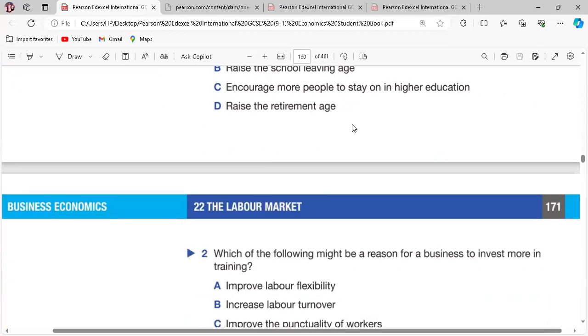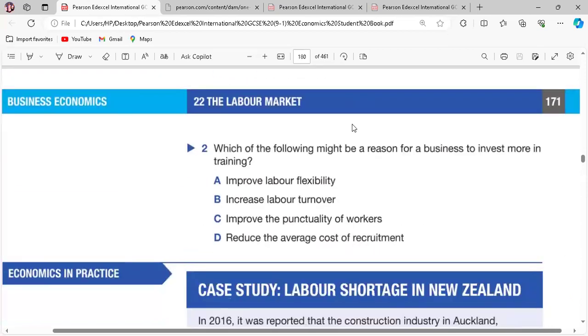Number one is D. Question 2. Which of the following might be a reason for a business to invest more in training? If a business invests more in training, it will improve labor flexibility. Yes, it means labor will be able to do different tasks. So number 2 is A. So question 1 is D, question 2 is A.